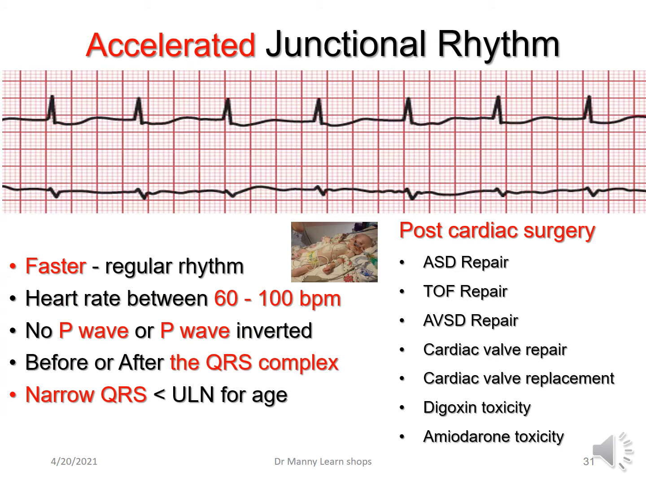Then you've got what is considered to be an accelerated junctional rhythm, and basically it meets all the same criteria of a junctional rhythm, except for some reason the heart rate is faster, between 60 and 100 beats per minute. It still doesn't have a P wave, or the P wave is inverted before or after the QRS complex. In the rhythm that you're looking at, there's no P wave, so this must be a medial location again. And typically it's related to post-cardiac surgery, or medication toxicity.